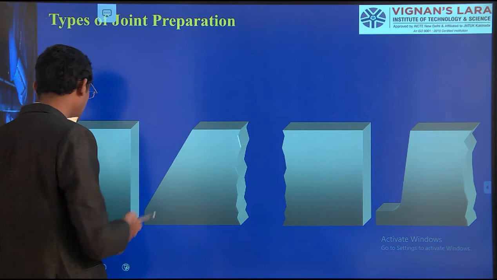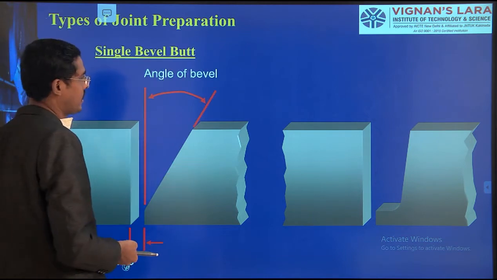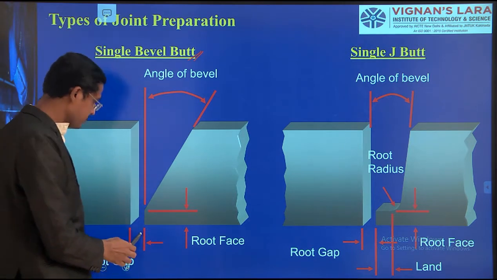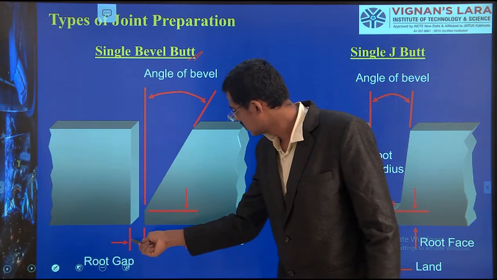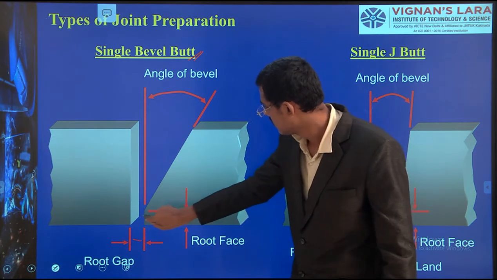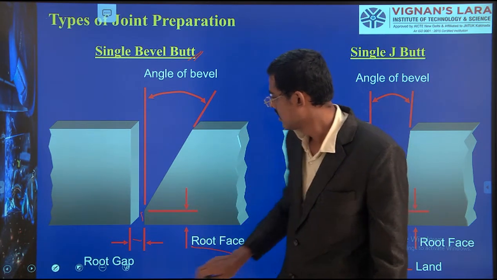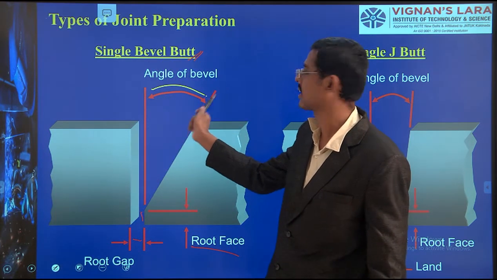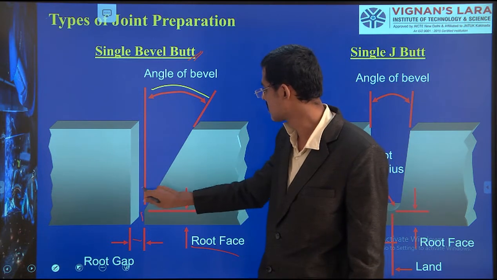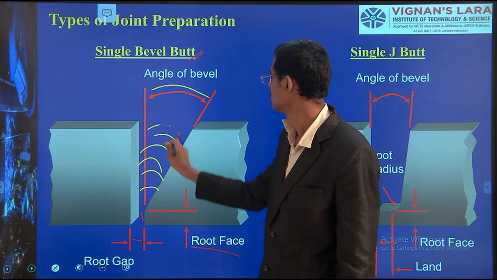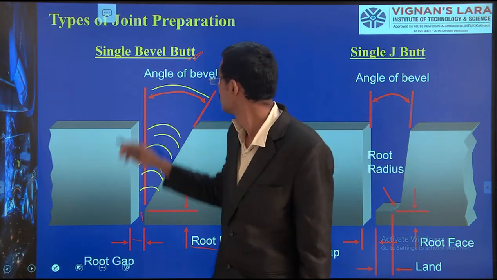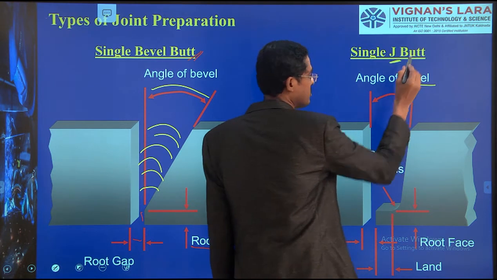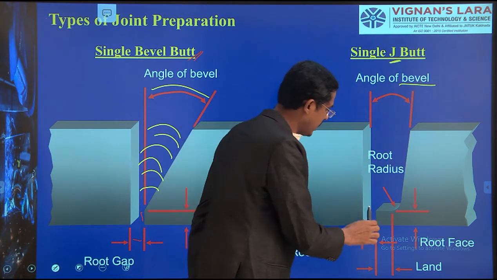Again, here I have taken a single bevel for the thin section. Single bevel, thickness reduction as usual, the root gap as usual, the root face as usual, and along with that a single-sided angle of bevel. I have taken single sided, not two. The requirement is that the section becomes thin, so I have taken a single bevel. Similarly, here is the single bevel, but it is a single J. One side only I have taken here.